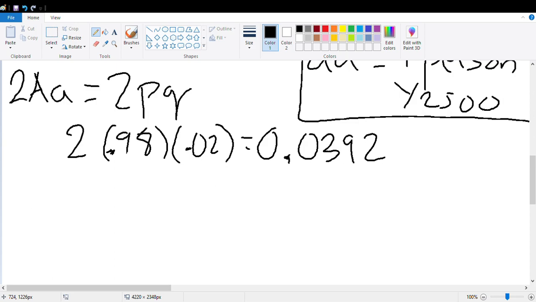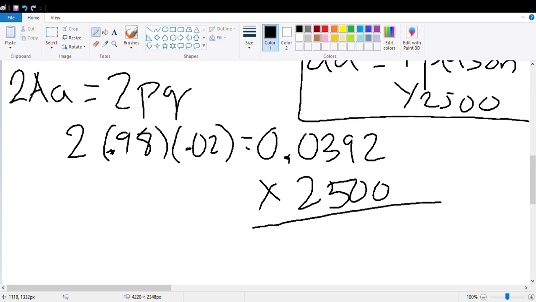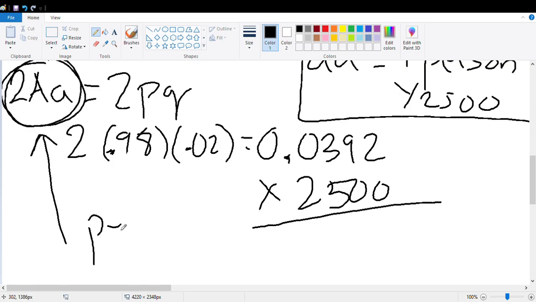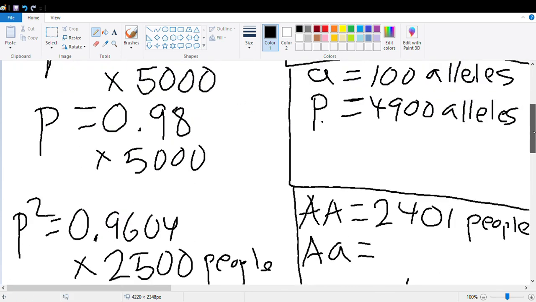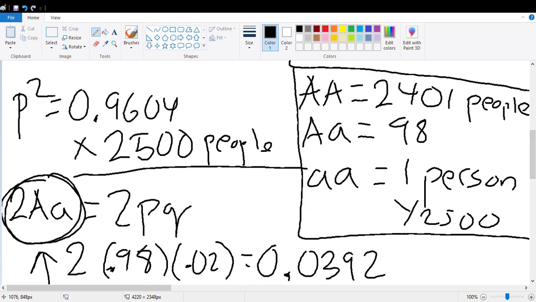If you multiply that by, again, 2,500 people, not alleles, because that's a person, or a flower or something. It's an organism because it's a heterozygote. It's the frequency of heterozygotes. So if you do the math there, it's 98 people. So 2,401 plus 98 plus 1 is 2,500. We've accounted for all the people.